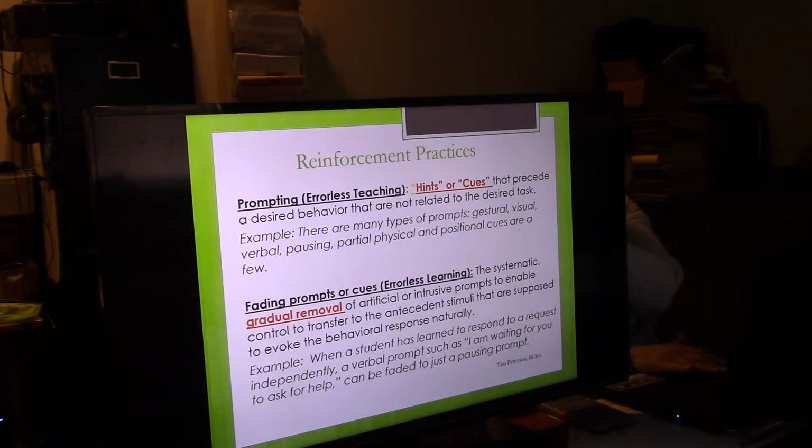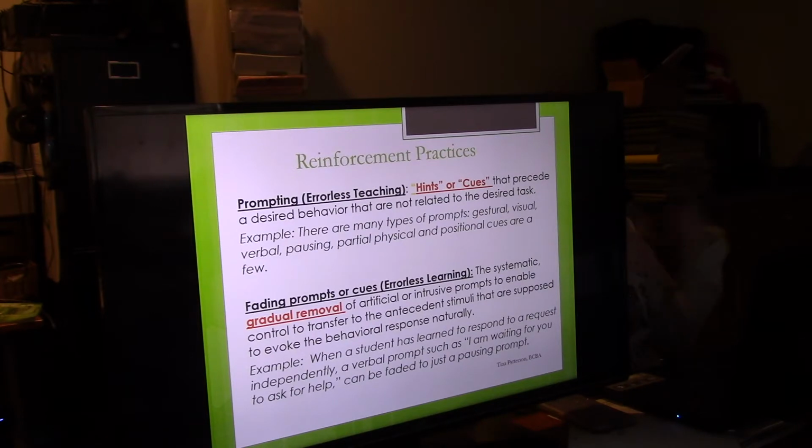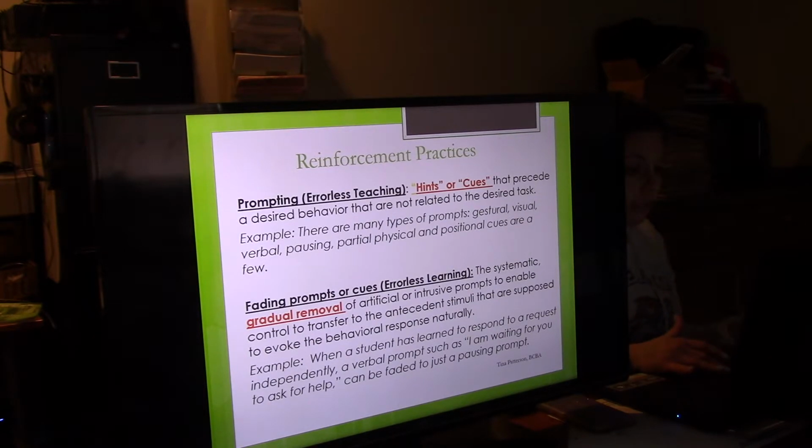So when a student has learned to respond to a request independently, a verbal prompt such as "I'm waiting for you to ask for help" can be faded to just a pausing prompt. You're just waiting. You'll look at them. They know what to do, especially like when you open something. They give it to you. Okay, thanks. No, open, please. Okay, well then you need to say that because you know what to say.